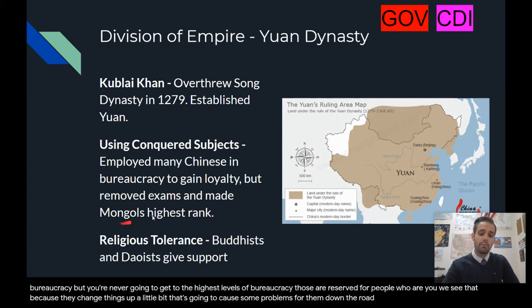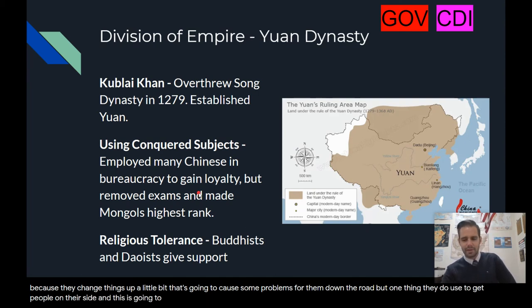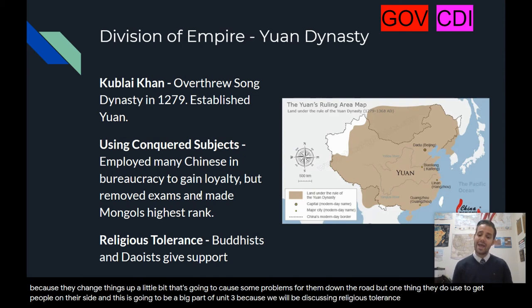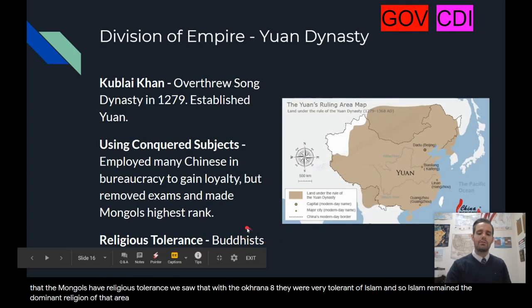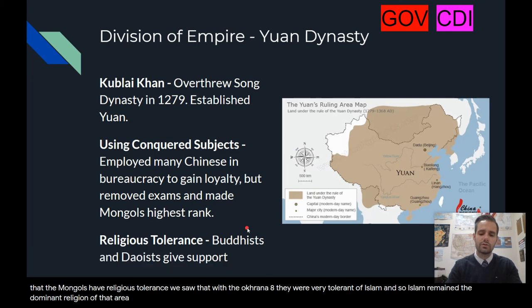And so we see that because they change things up a little bit, that's going to cause some problems for them down the road. But one thing they do use to get people on their side, and this is going to be a big part of Unit 3, because we will be discussing religious tolerance and religious intolerance, is that the Mongols have religious tolerance. We saw that with the Ilkhanate. They were very tolerant of Islam, and so Islam remained the dominant religion of that area. The Mongols are going to be very tolerant of Buddhists and Taoists, who are incredibly happy.